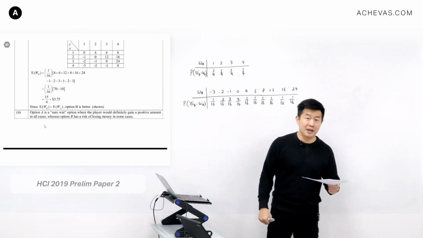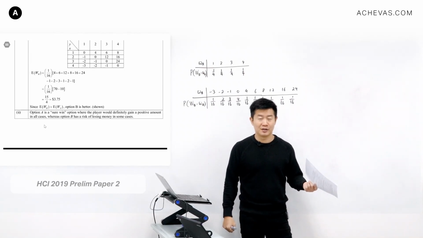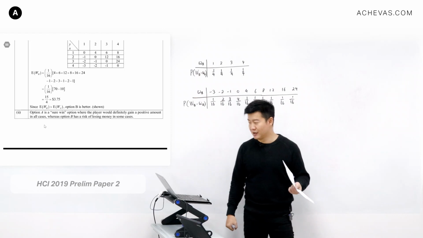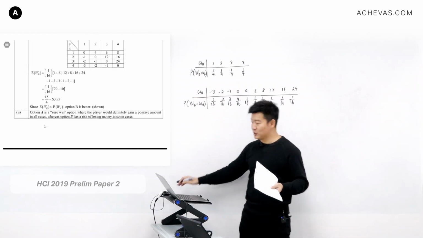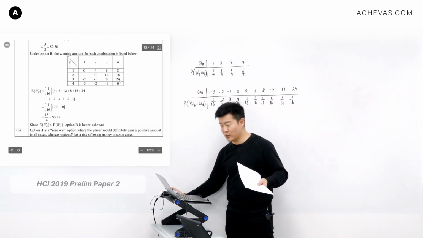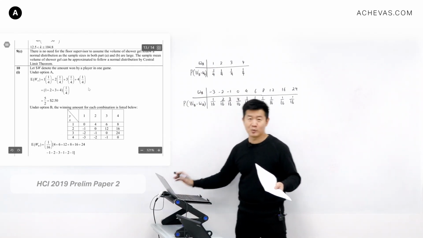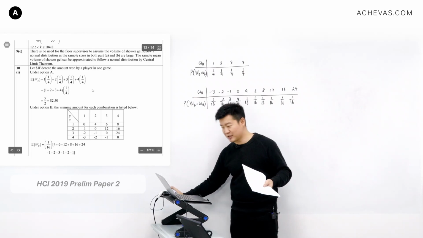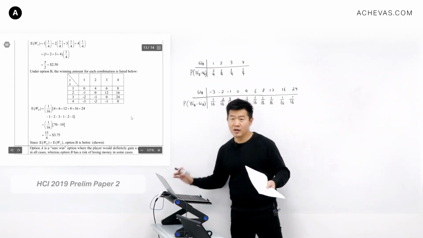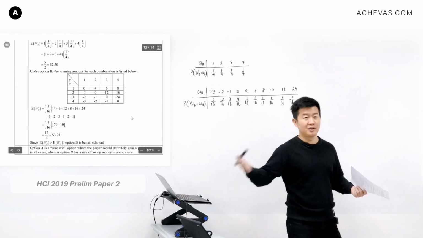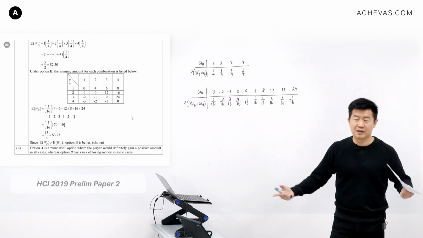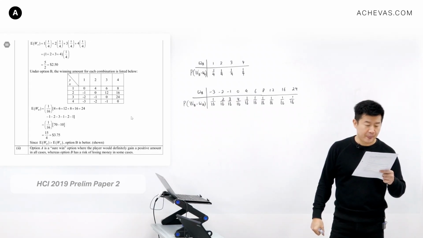You will choose option A because option A is a sure win. You will never lose. You will definitely win something. If you were to choose B, sometimes you will lose, sometimes you will win. It's just that when you win, you can win big time. If you choose option A, the maximum you will win is $4. But for option B, the maximum that you can win is $24. So, you will still expect people to be playing option B. It's just that sometimes you may lose.